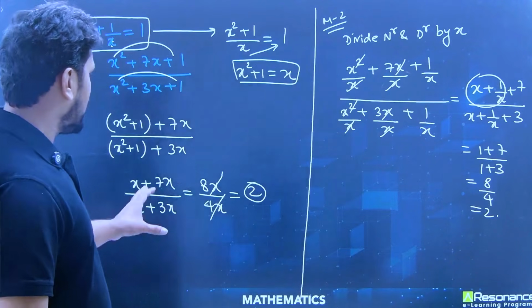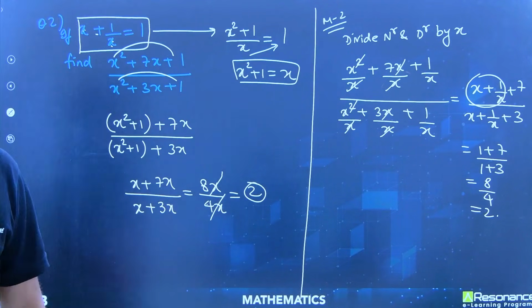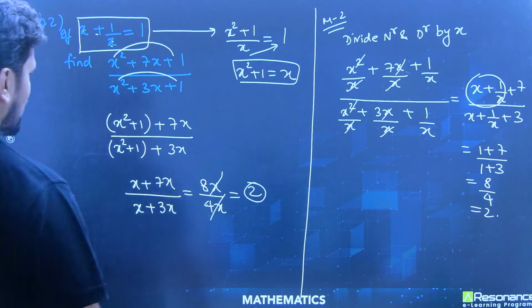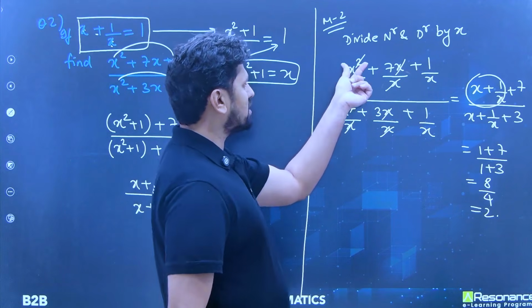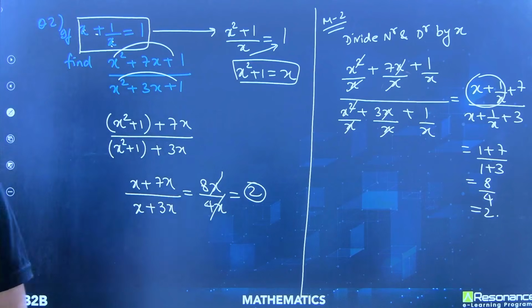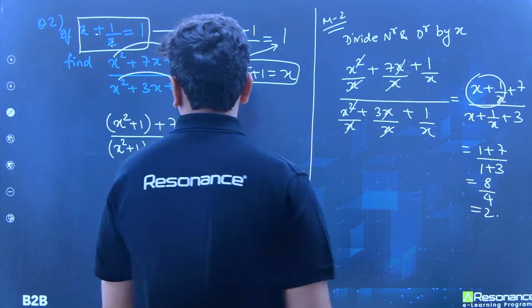Yeah, it got disappeared in last step. It's magic. It's a very, very interesting magic. When we divide x square by x, x square will get removed. Okay. Let's move on to next question.